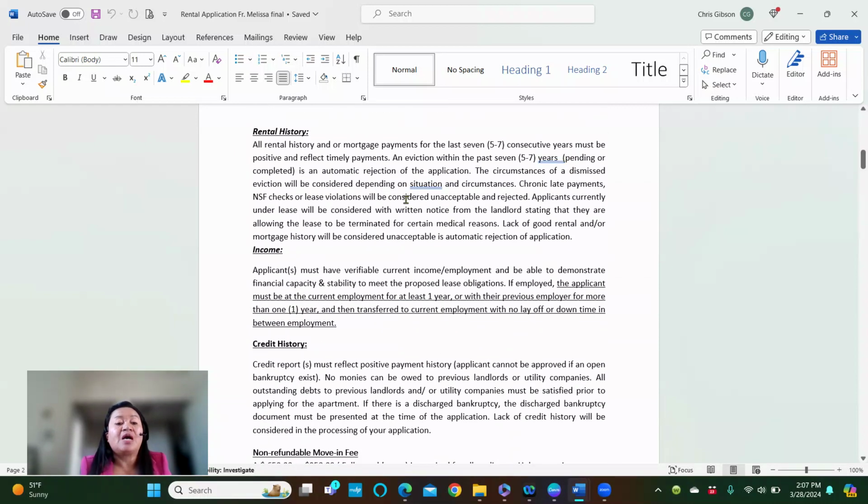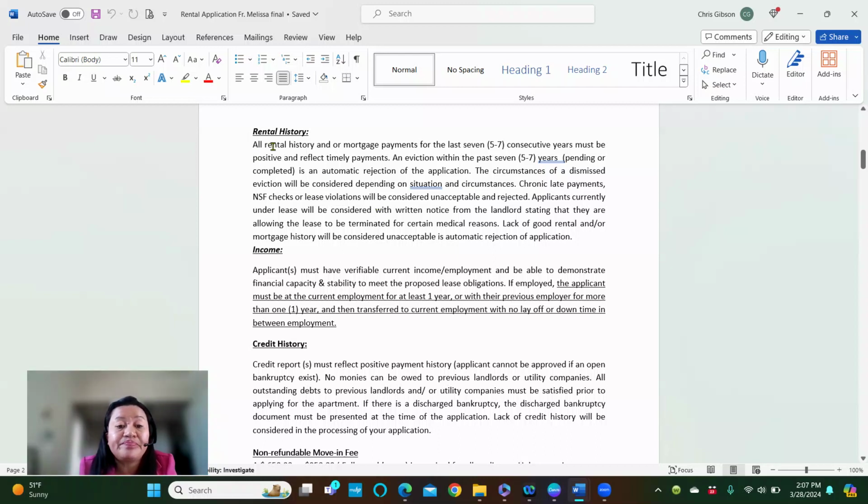And also, first, here are the requirements. Rental history. All rental history or mortgage payments for the last 7 consecutive years must be positive and reflect timely payments. An eviction within the past seven years, or a pending one, is an automatic rejection of the application.